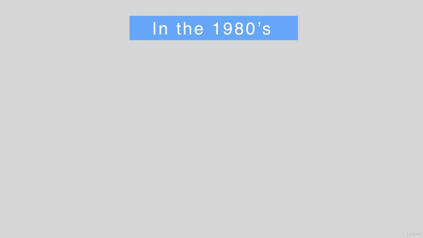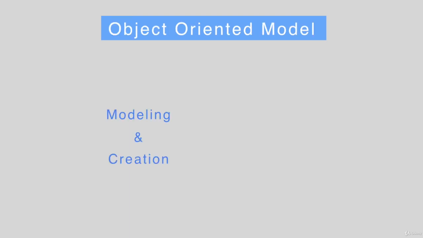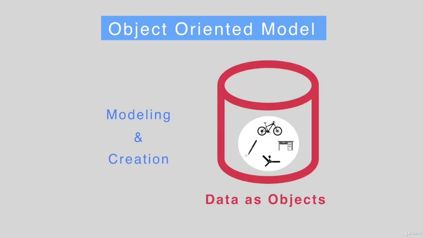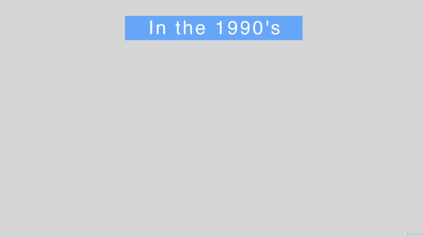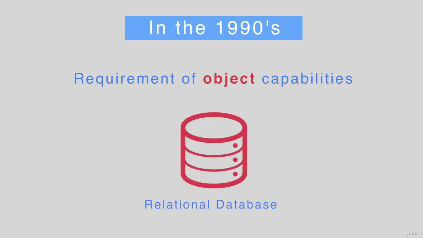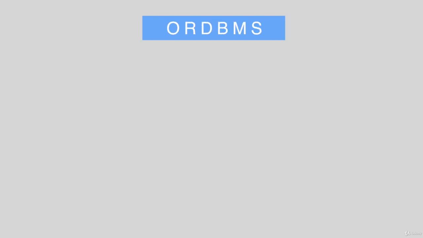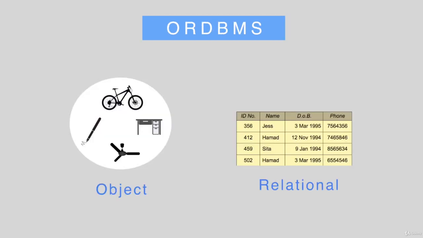In the 1980s, to store and share complex and structured objects, the object-oriented database model was introduced. It supports the modeling and creation of data as objects. In the 1990s, due to the requirement of object capabilities, the relational database also incorporated object features, which led to ORDBMS. ORDBMS combined the object and relational concepts.